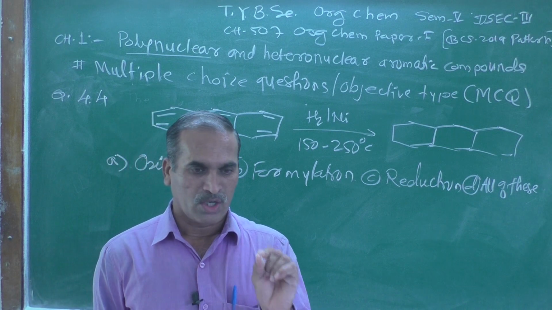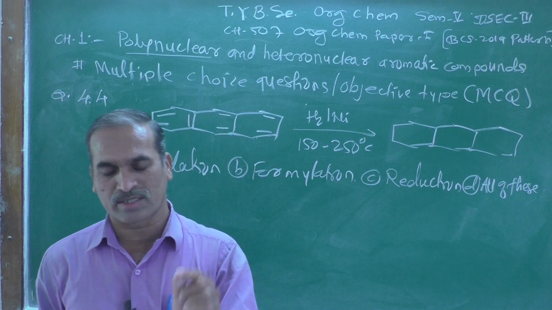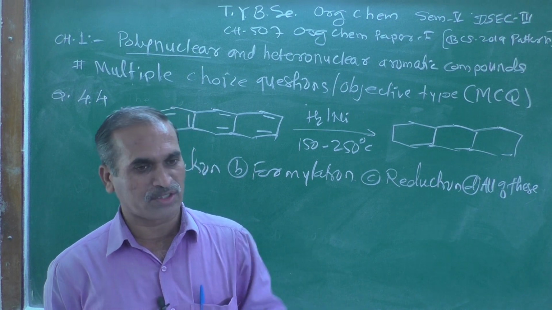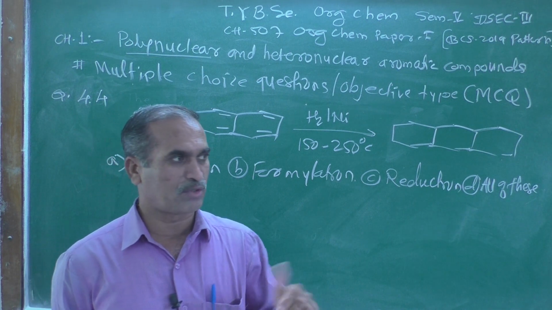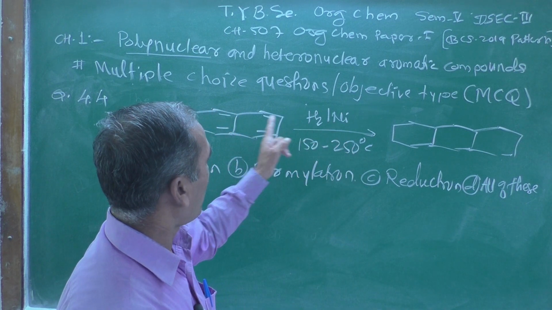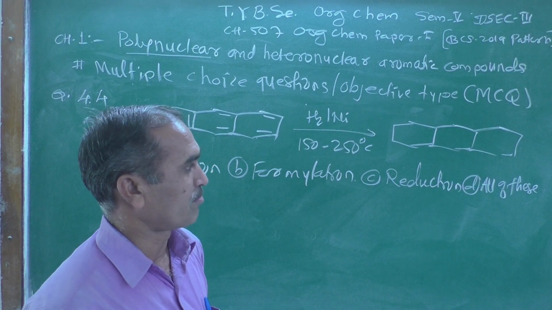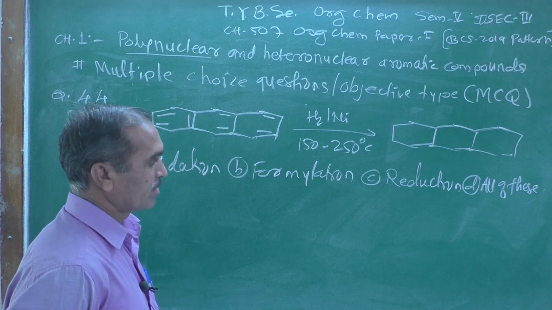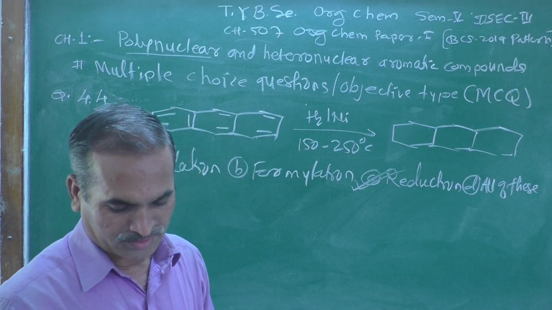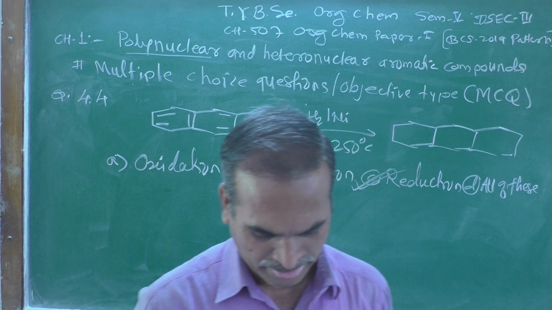Remember, oxidation means removal of hydrogen atoms, or vice versa. Reduction means addition of hydrogen atoms. Here the carbon-carbon double bond is converted into a single bond by addition of hydrogen, which means reduction has occurred, and therefore the correct answer would be this one. This process is known as a reduction process.